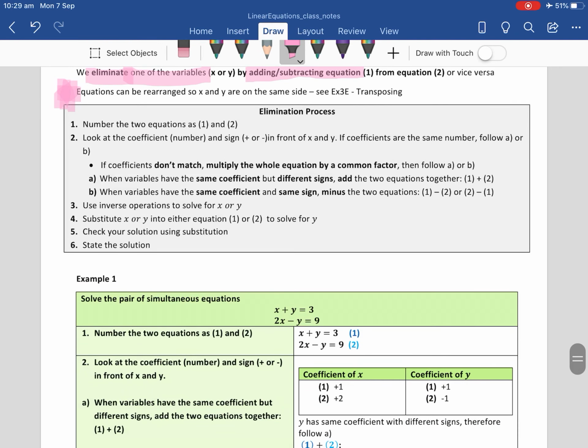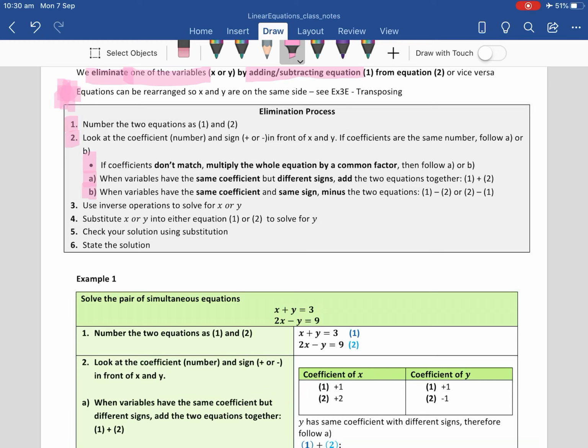So just a bit of the steps so you can follow this whenever you're doing one of these questions. Number the equations again, same as the other one. Number 2, look at the coefficient, which is the numbers in front of the letters, and the sign, so whether it's a plus or a negative, in front of x and y. If coefficients are the same number, follow A or B, down here. But if coefficients don't match, you need to multiply the whole equation by a common factor.